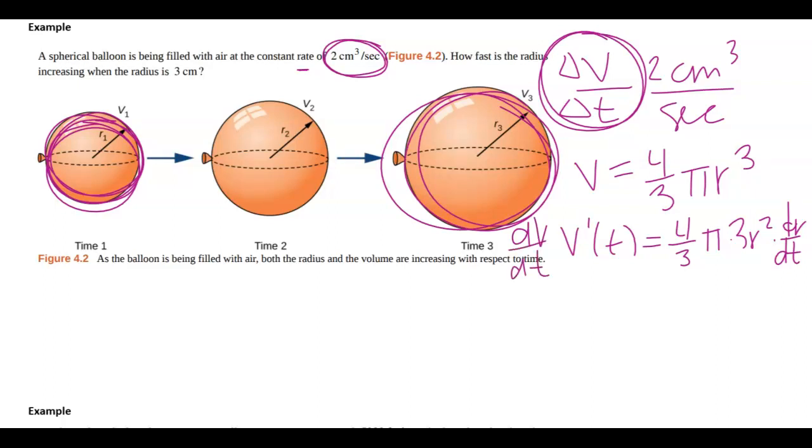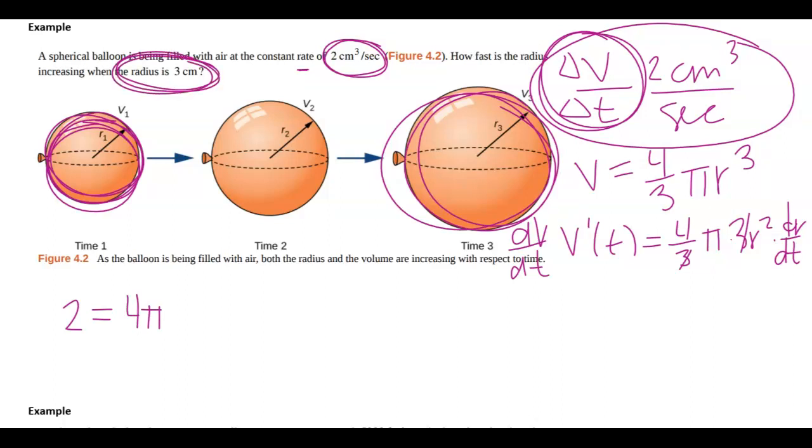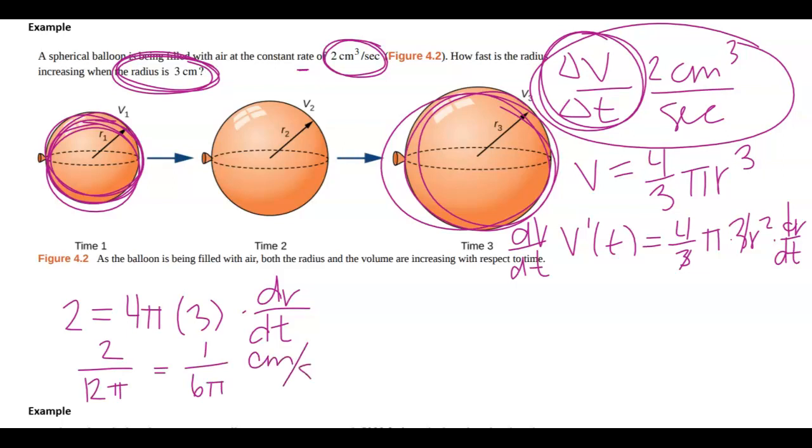And now I'm going to plug in and solve. So I know that dv dt, change in volume over time, is 2. I'm going to cancel those two 3's and write that this is 4 pi. I'm looking at the radius being 3 centimeters. I want to know how quickly the radius is changing at that time. Well, I'm going to write that this is 2 over 12 pi, or 1 over 6 pi, and that's going to be in centimeters per second.